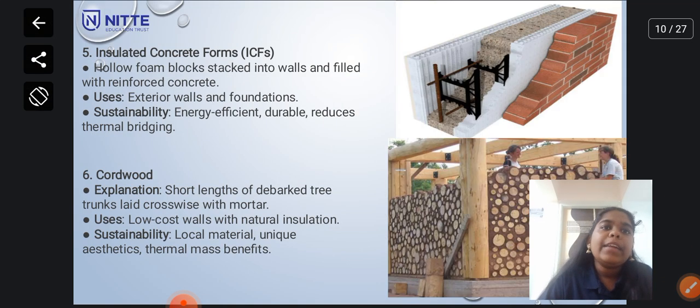Next one is insulated concrete forms. These are hollow foam blocks stacked into walls and filled with reinforced concrete. We use this mostly for exterior walls and foundations. These are also energy efficient and reduce thermal bridging. Sixth one is cordwood. Cordwood is short lengths of debarked tree trunks laid crosswise with mortar. These have unique aesthetics and they are locally sourced material. They also have thermal mass benefits. We use this mostly for low cost walls with natural insulation. So cordwood provides natural insulation.